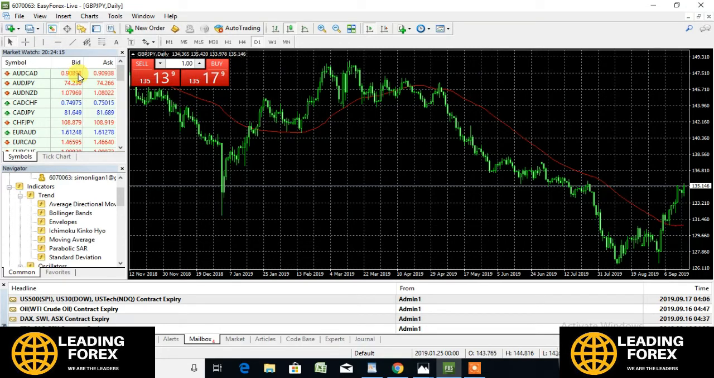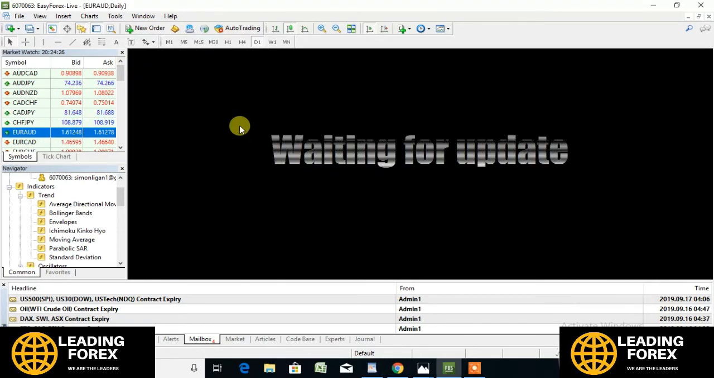So I don't want to talk much. I just want you to know that when you put out this 50 moving average, you can try it on any other currency pair and see. So that is what you can do.